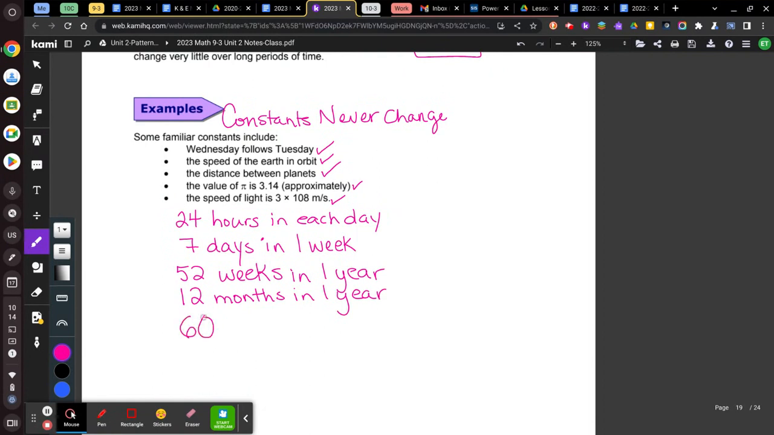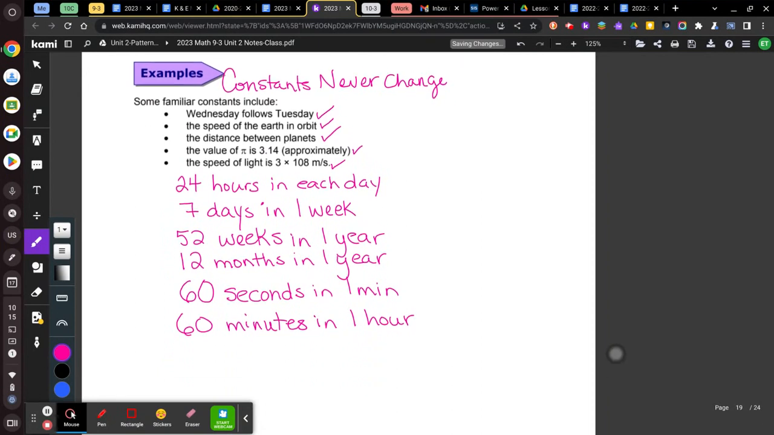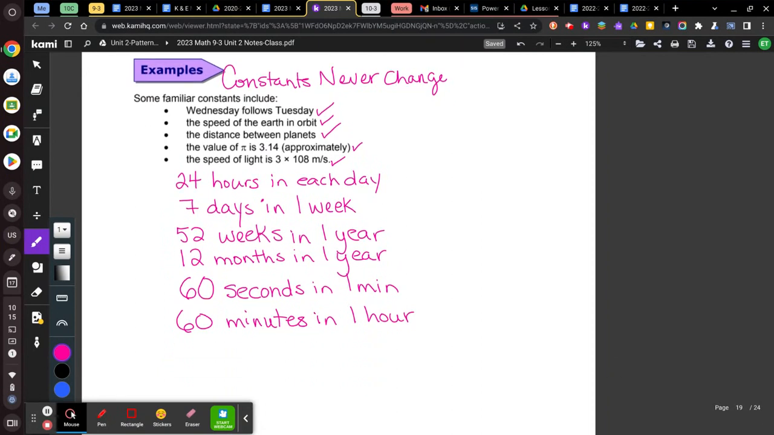Think of time: 60 seconds in 1 minute, 60 minutes in 1 hour. So those are all constants. These will never change, okay? I'll give you a few moments to write those down.